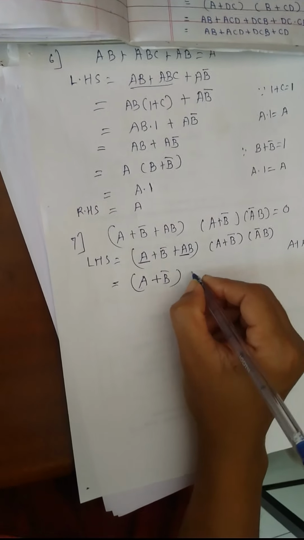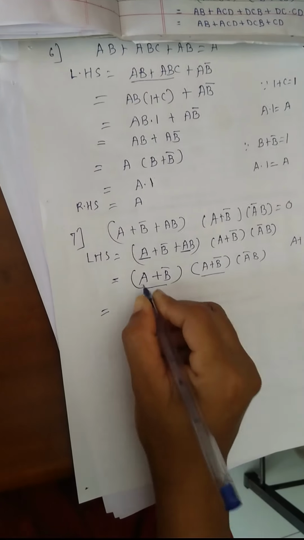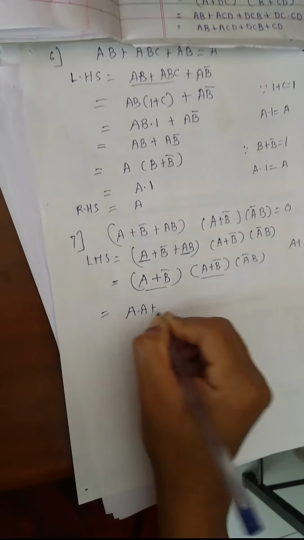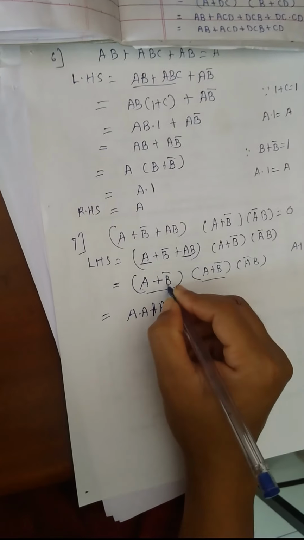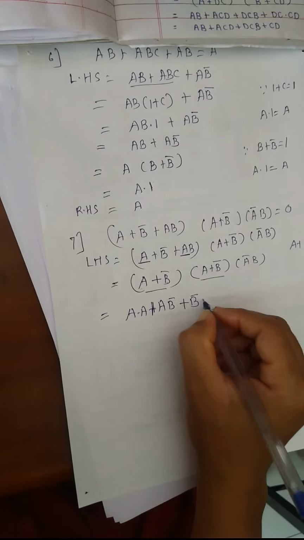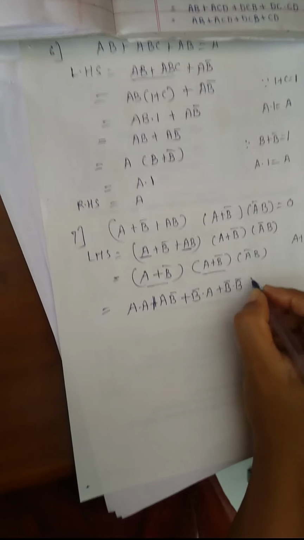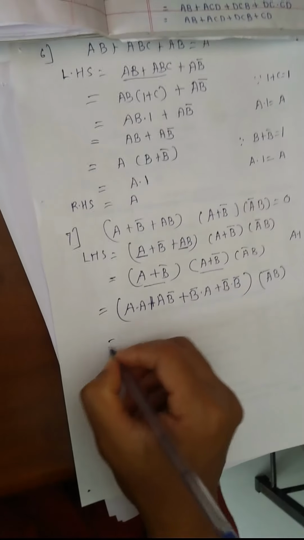Next term (A plus B bar) (A bar B). These two brackets we multiply, this bracket and this. This A is multiplied to the complete second bracket, so A into A plus A B bar, plus this B bar is multiplied to the second bracket. So this term is represented as B bar A plus B bar into B bar. This bracket is complete, and last bracket A bar B.